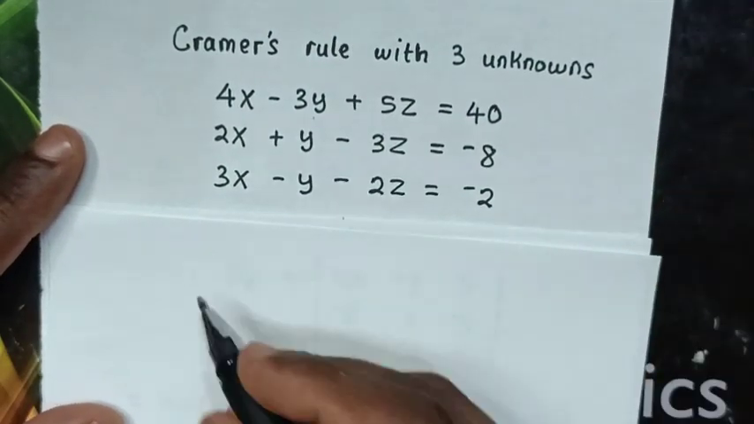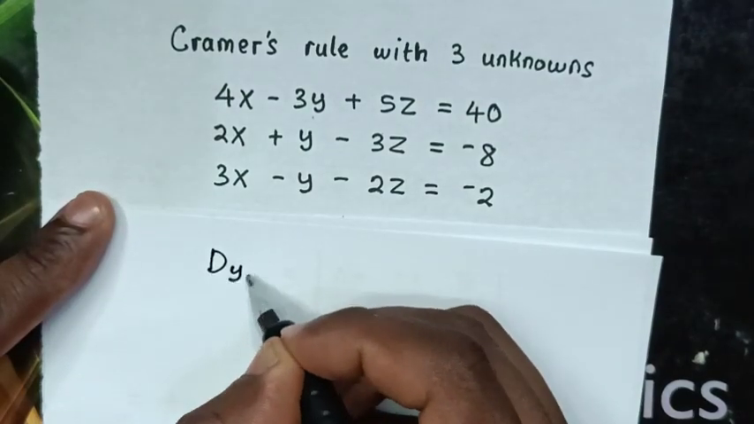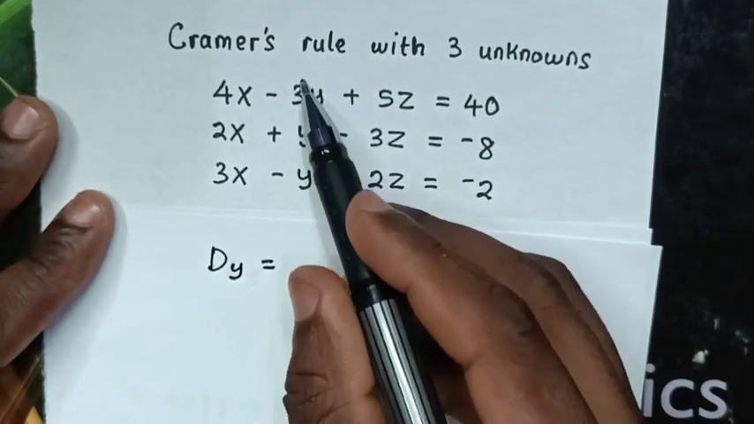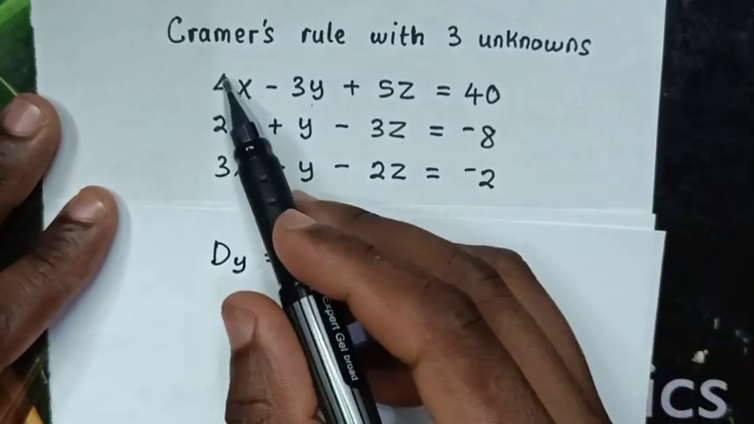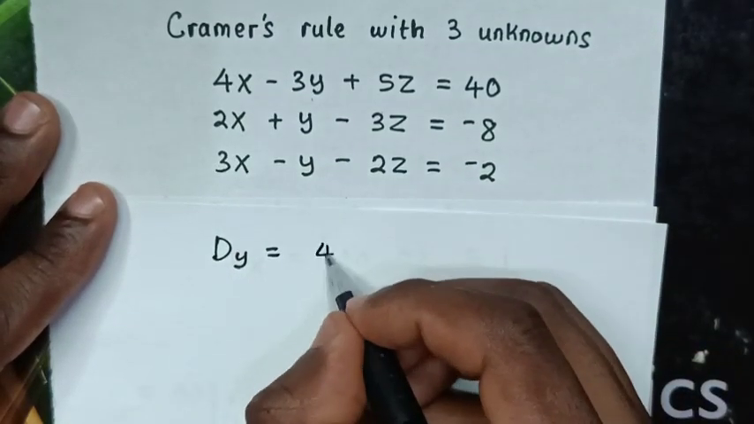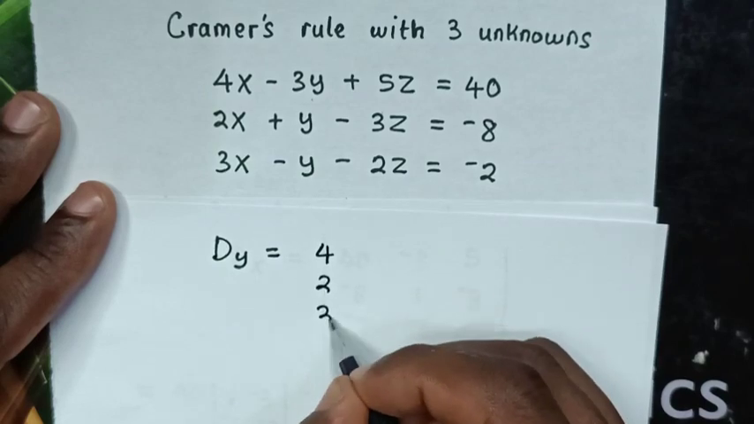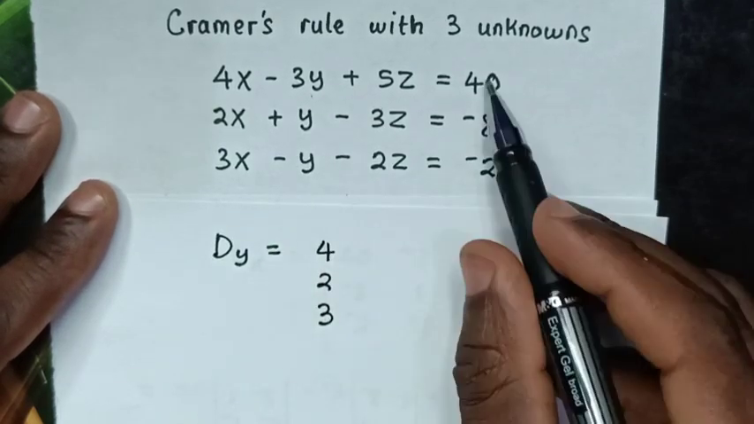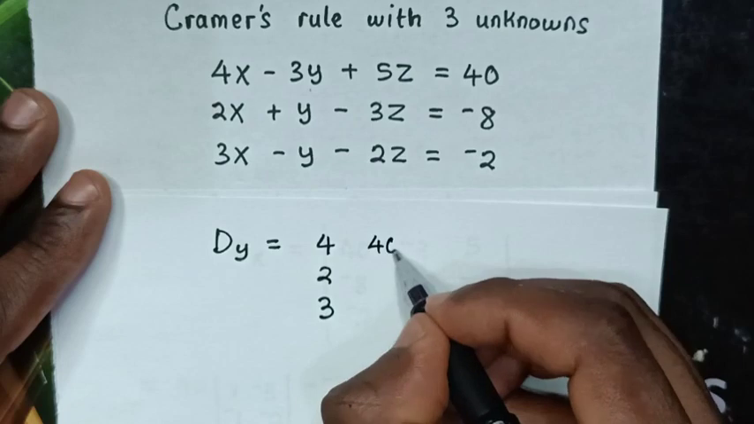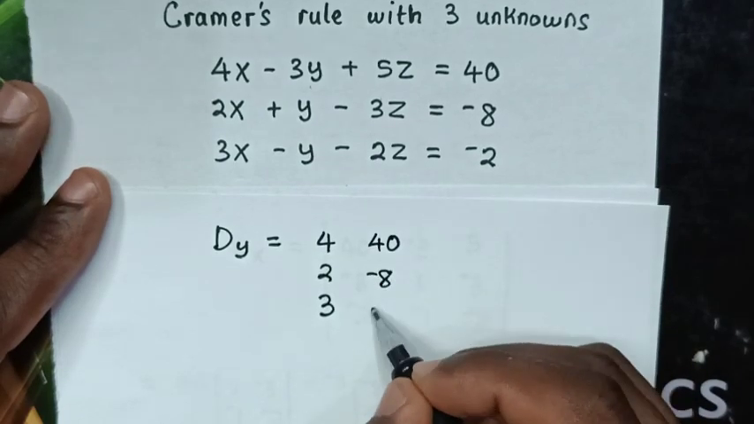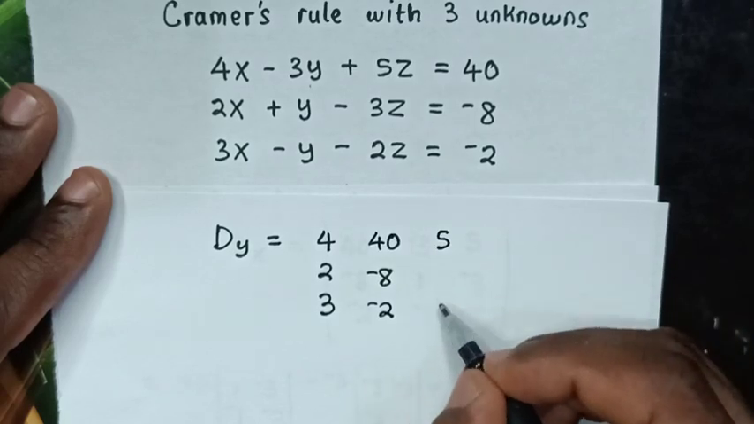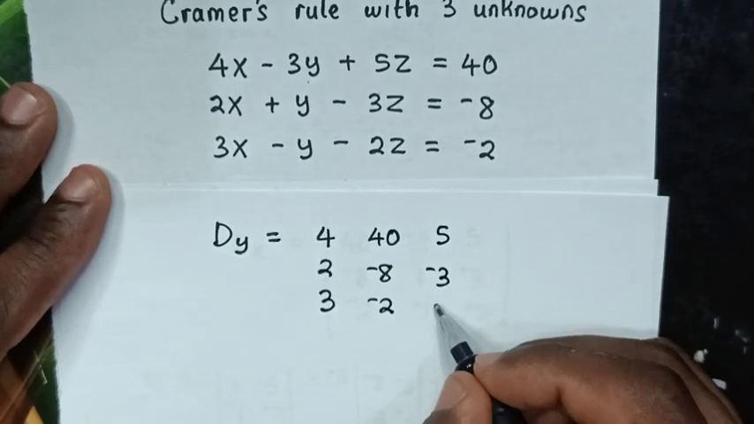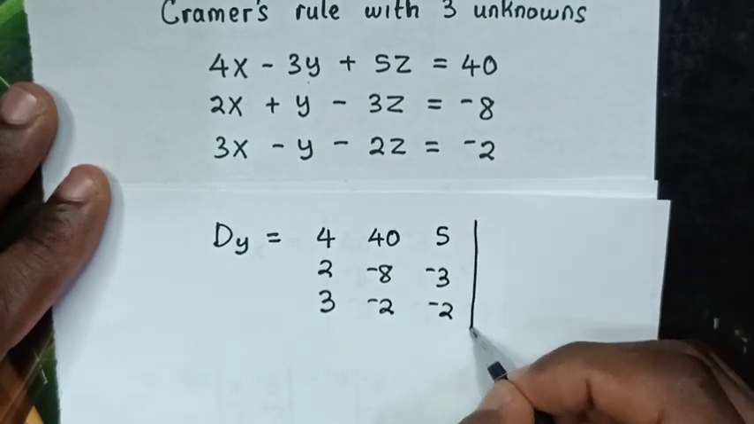Then in the next step, we'll be finding the determinant of y, which is equal to, in this column of y, we'll replace with this. So it will be this 4, 2, 3. Then this column we'll replace with this. It will be 40, negative 8, negative 2. And then this column is 5, negative 3, negative 2.